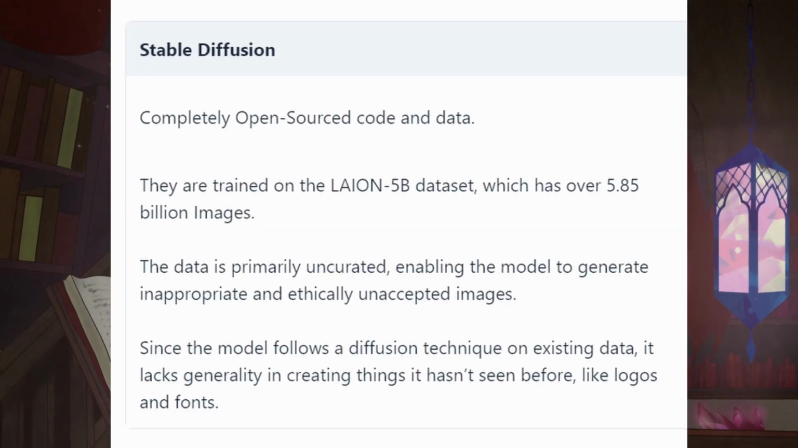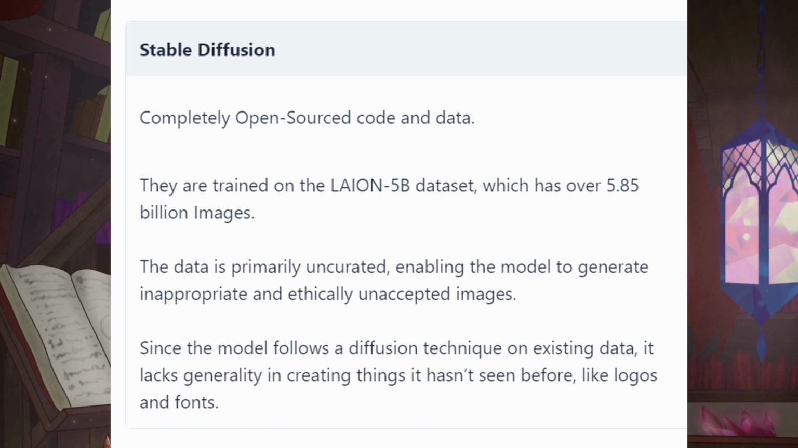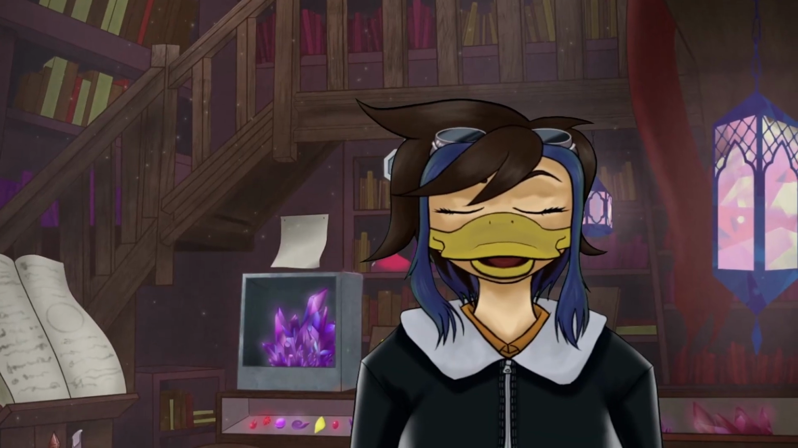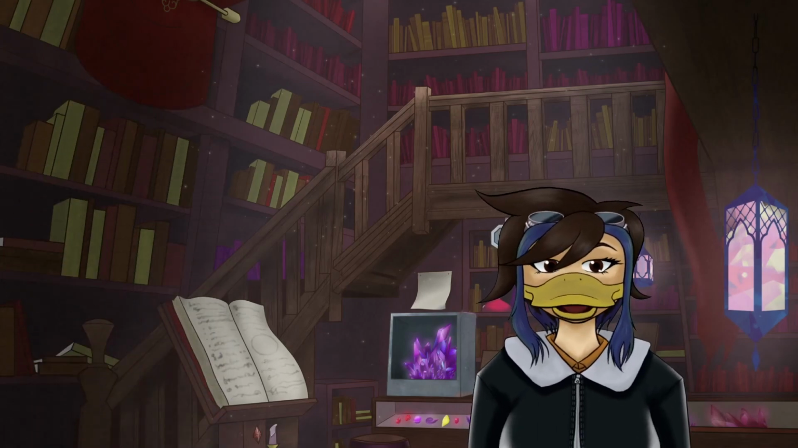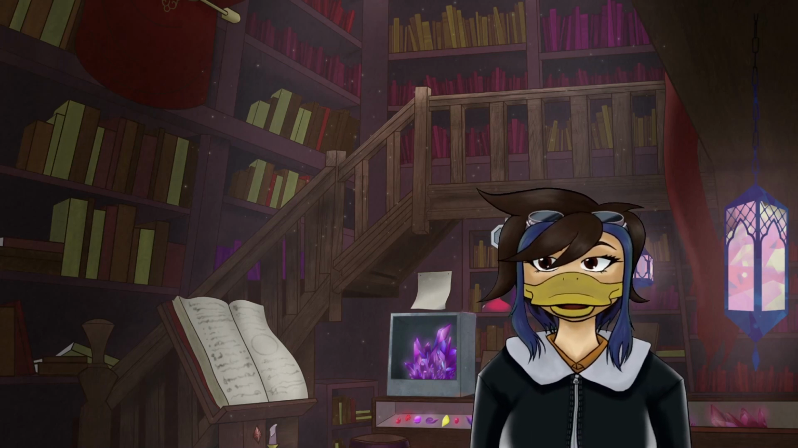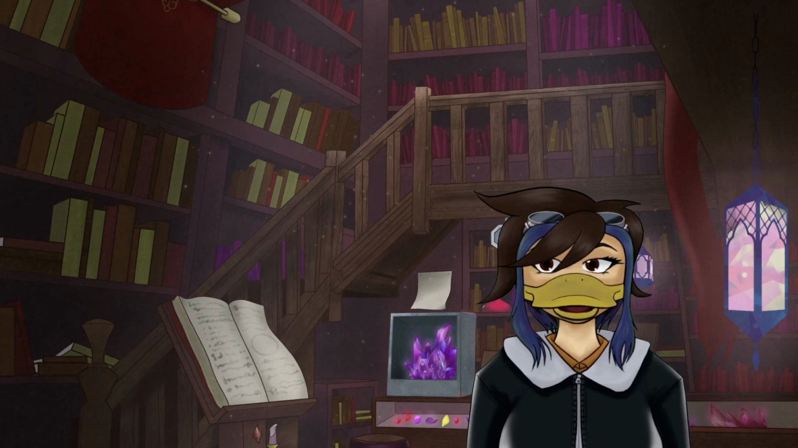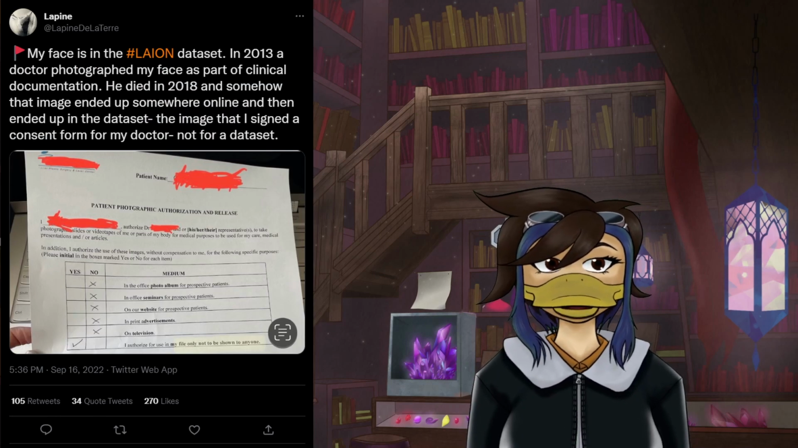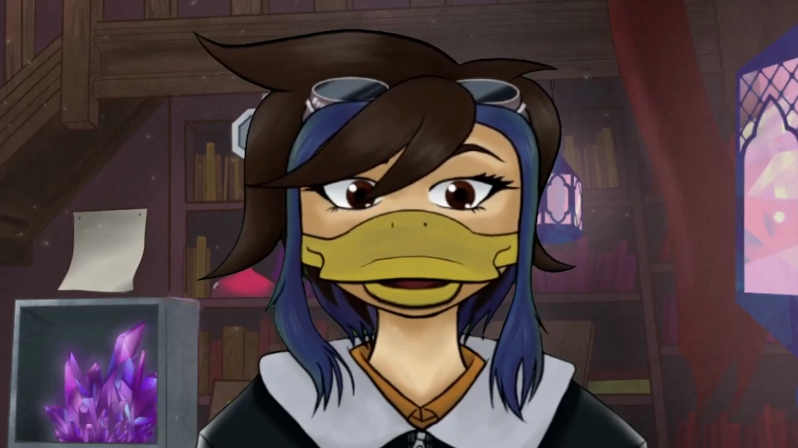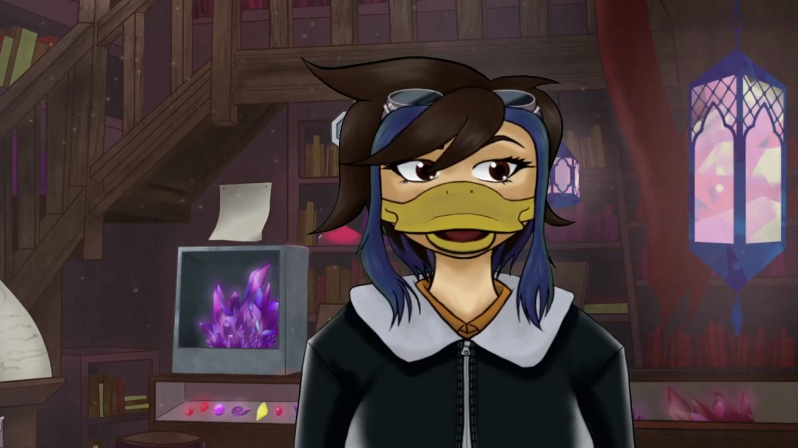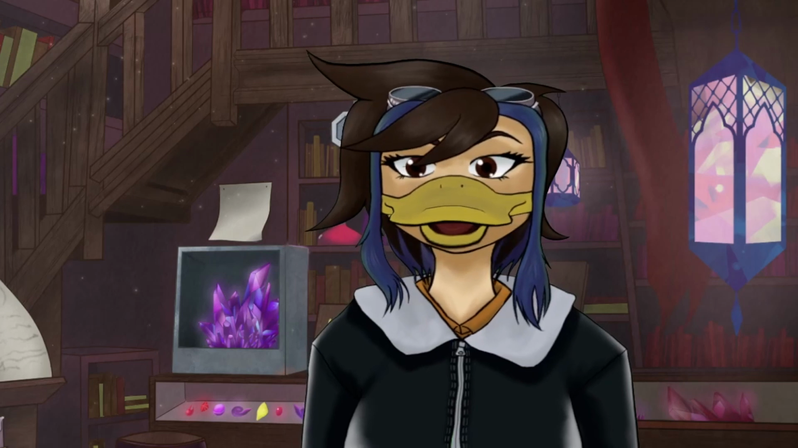The AI uses a diffusion technique that uses existing data and cannot create things that it hasn't seen before. It could be things like logos. If it doesn't have it in the database, it cannot recreate it. Already, this is a recipe for disaster because as it currently stands, the dataset contains a lot of things that probably shouldn't be used to train an AI, like medical records. Yeah, medical records. Or, I don't want to say this, but I'm going to say this: pictures of children. But I'm going to get to that shortly. Just hang on for a second.